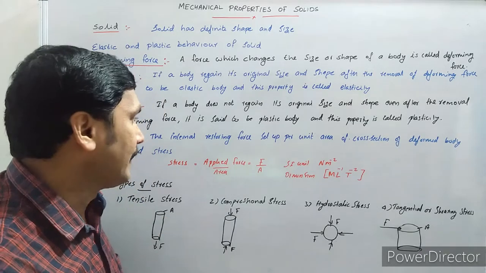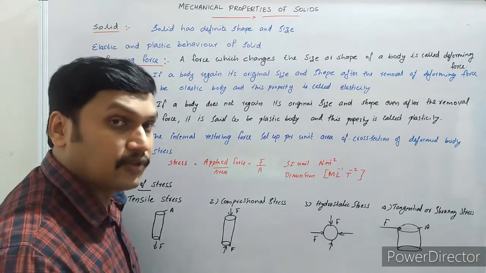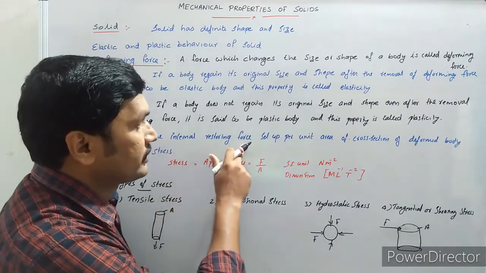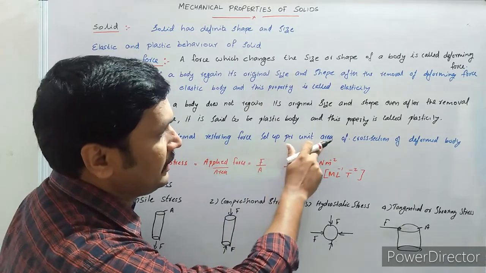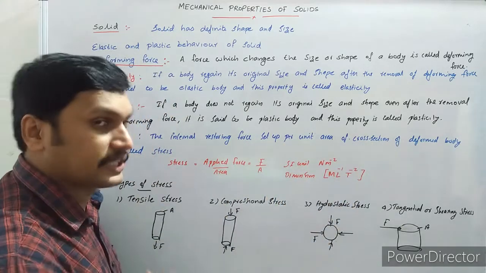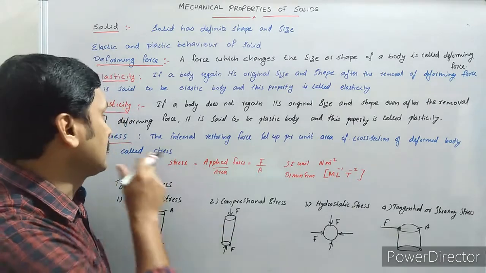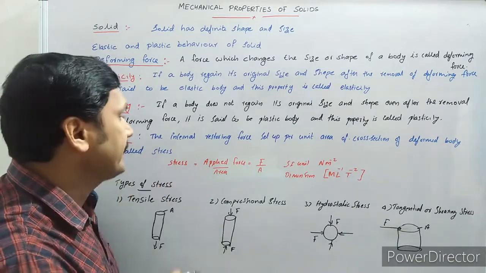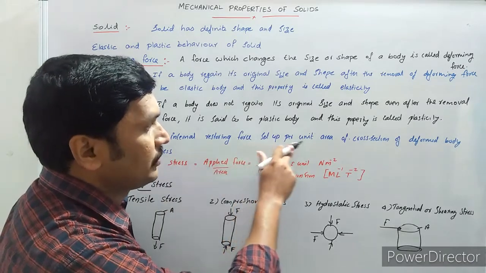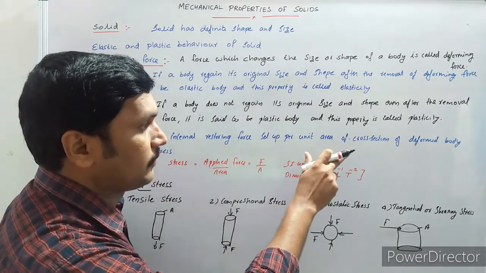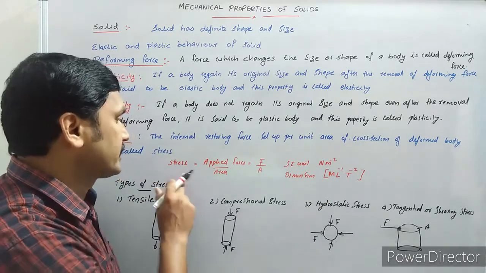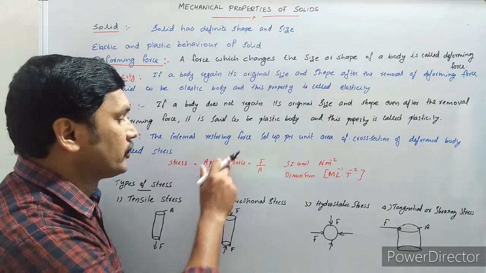So suppose you are applying a deforming force on a body, the restoring force set up per unit area of cross section of the deformed body is called stress. The physical quantity stress is defined this way. The internal restoring force set up per unit area of cross section of the deformed body is called stress. So stress is equal to applied force by area.